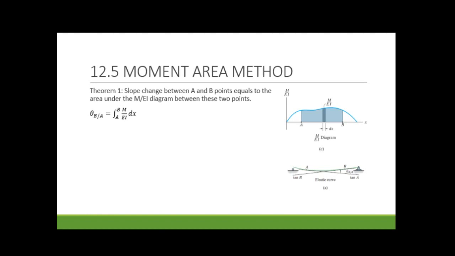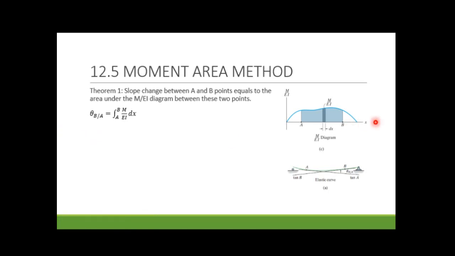Another way to obtain the slope and deflection of the beam is the moment area method. The moment area method is a little bit simpler than the other methods, especially in calculations. If you want to obtain numerical solutions, I prefer to use the moment area method. In the moment area method we have two theorems.